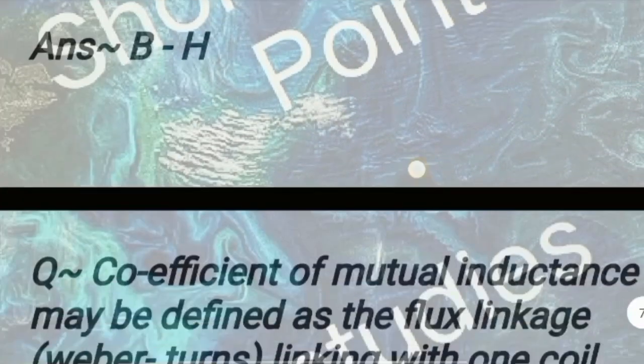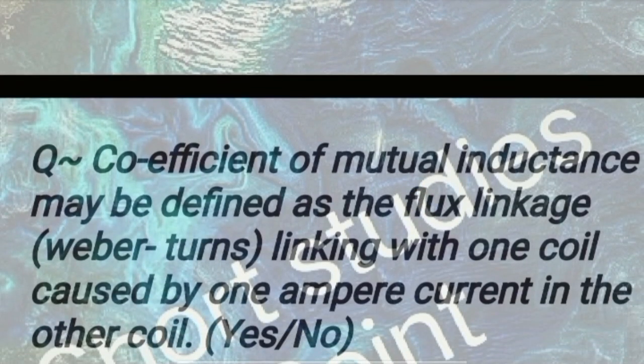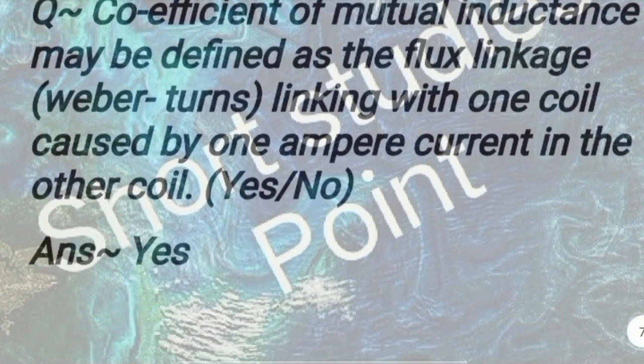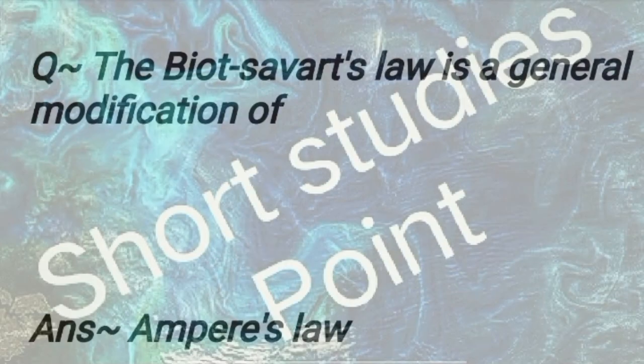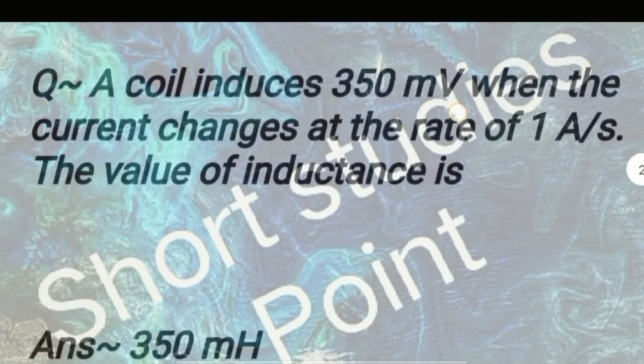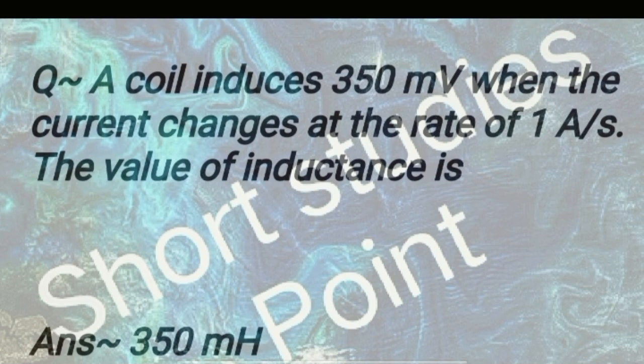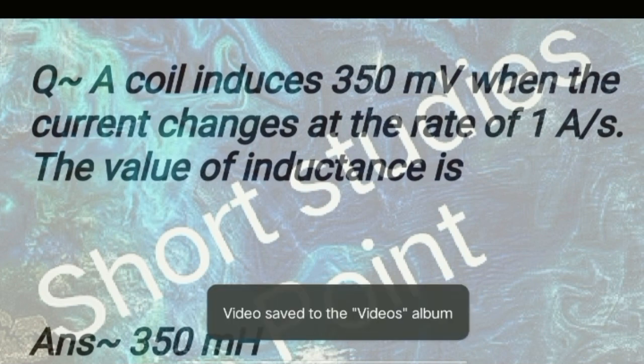Answer: B-H curve. Next question: coefficient of mutual induction may be defined as the flux linkage in Weber turns linking with one coil caused by 1 ampere current in the other coil. True or false? Answer: it is true. Question: the Biot-Savart law is a generalized modification of? Answer: Ampere's law.